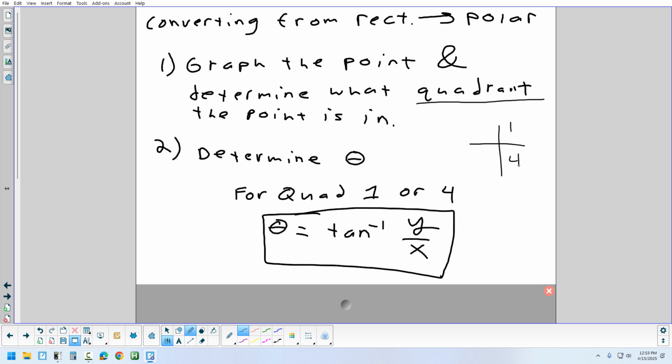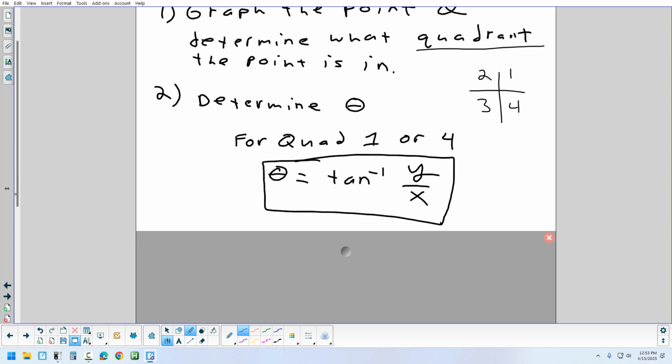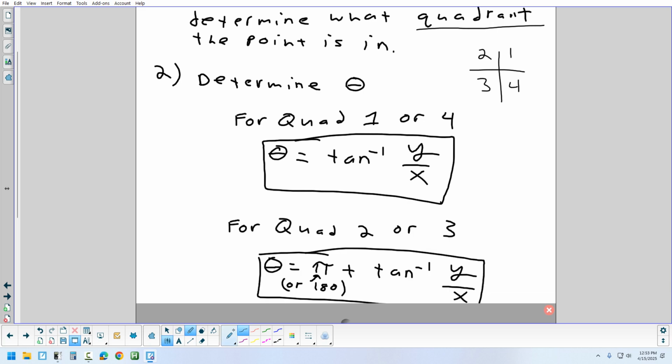What other quadrants can you have coordinates in? 2 or 3. If you end up in 2 or 3, you have to adjust that formula a little bit. You can still do inverse tangent y over x, but you need to add 180. That adjusts it so this formula works in quadrants 2 and 3. Without the 180, this formula does not work there. It's the way it's defined in math: it only will ever give you an answer in quadrants 1 and 4.